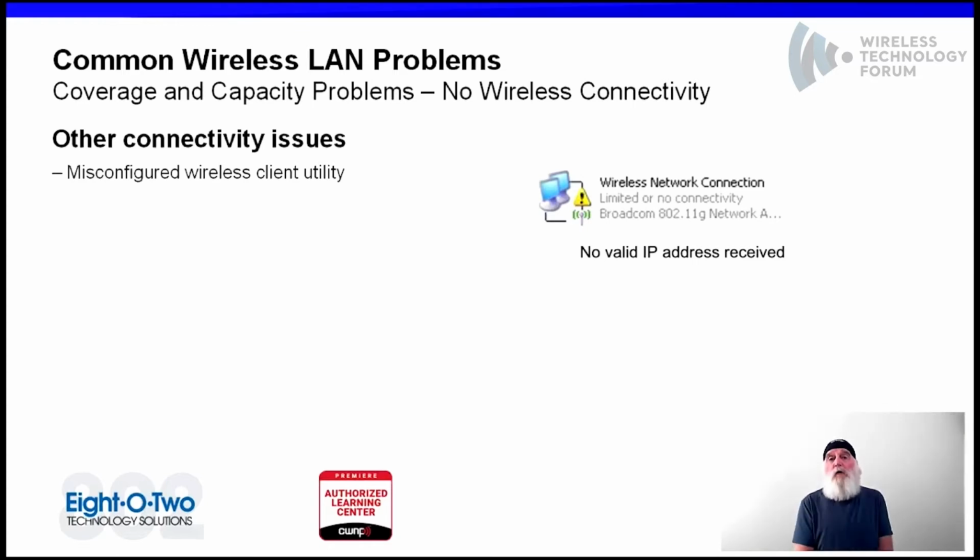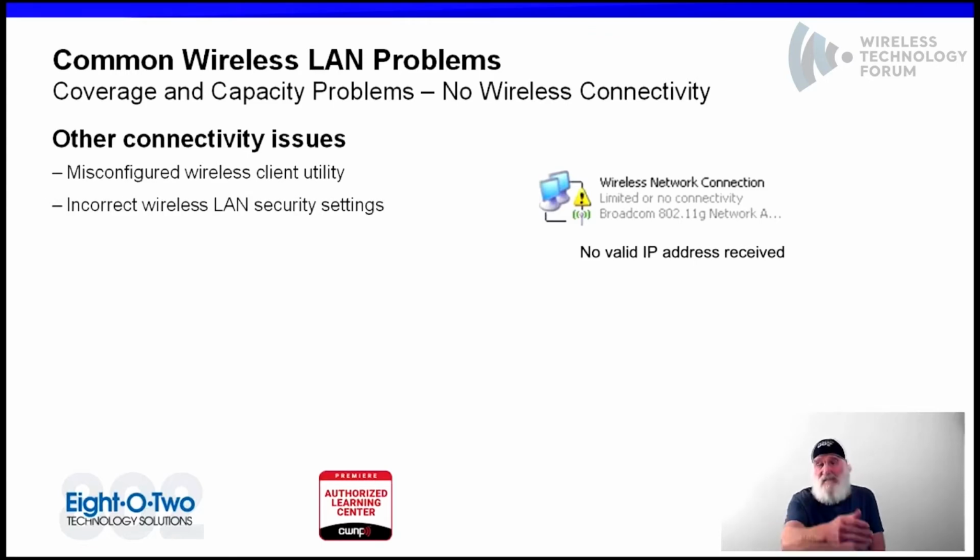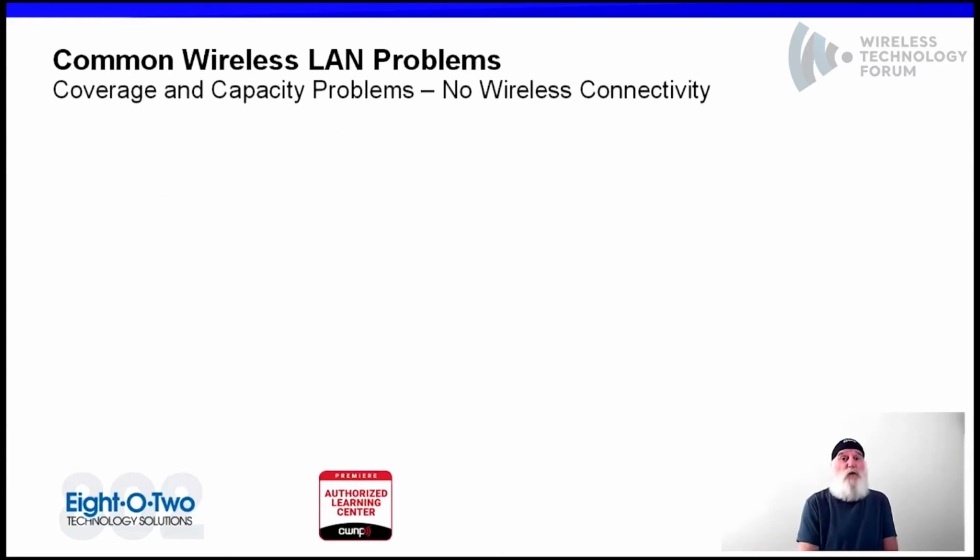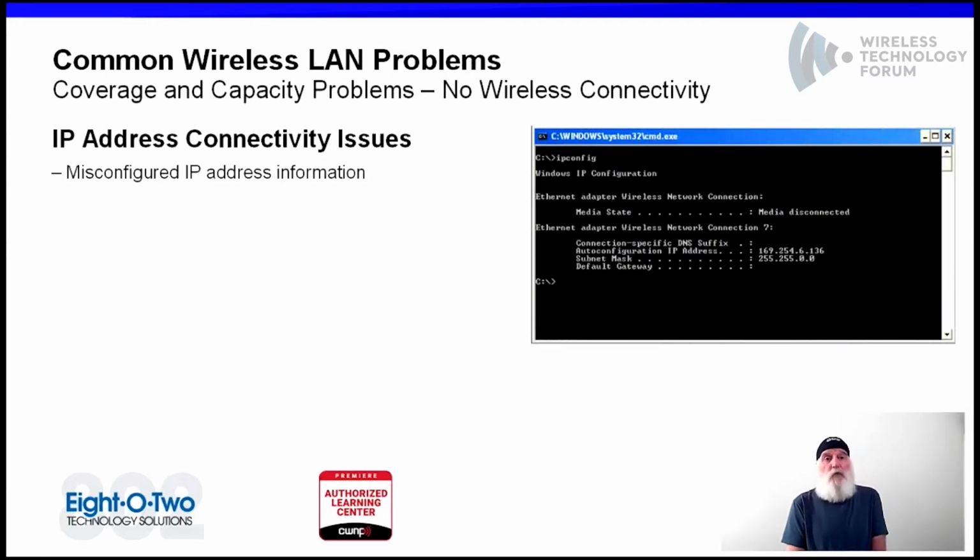So that is one way where you would be able to see a connection, but maybe no IP address received because of a misconfigured wireless client utility. And again, that basically falls under the incorrect wireless security settings, what I just described. And that's also going to result in potential IP issues, but there could be other IP issues as well that could be part of the problem. So maybe you did not complete the security process, so you never got an IP address, or maybe you did complete the security process, went through the four-way handshake, for example, and still don't have an IP address.